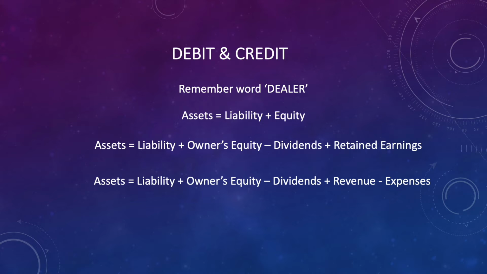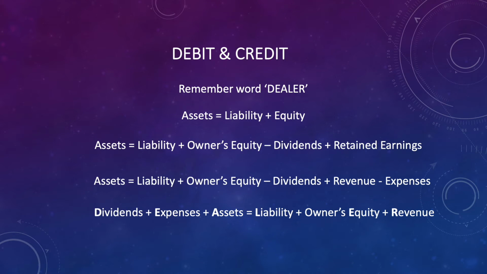Then we rearrange and take dividends and expenses and bring them to the left side of the equation. Here, dividends, expenses, and assets are on the left side of the equation, and liability, owner's equity, and revenue are on the right side of the equation, and we form the word DEALER. Dealer, dealer.